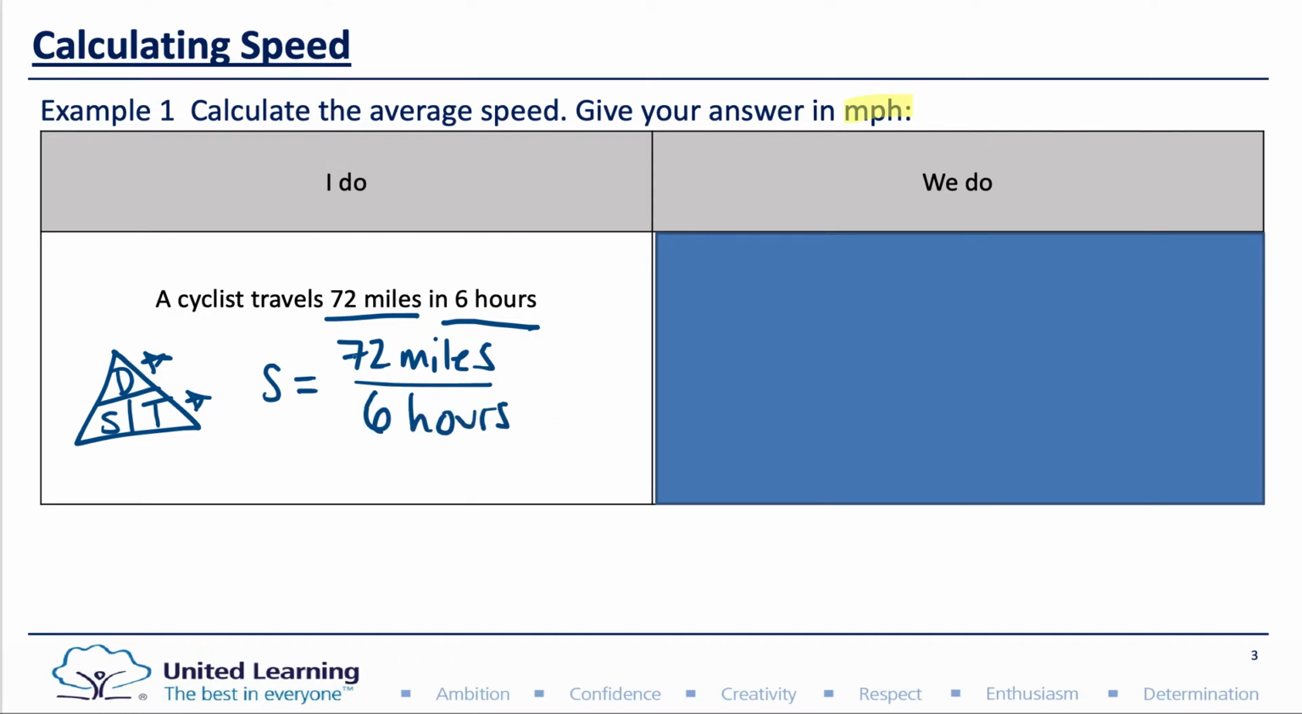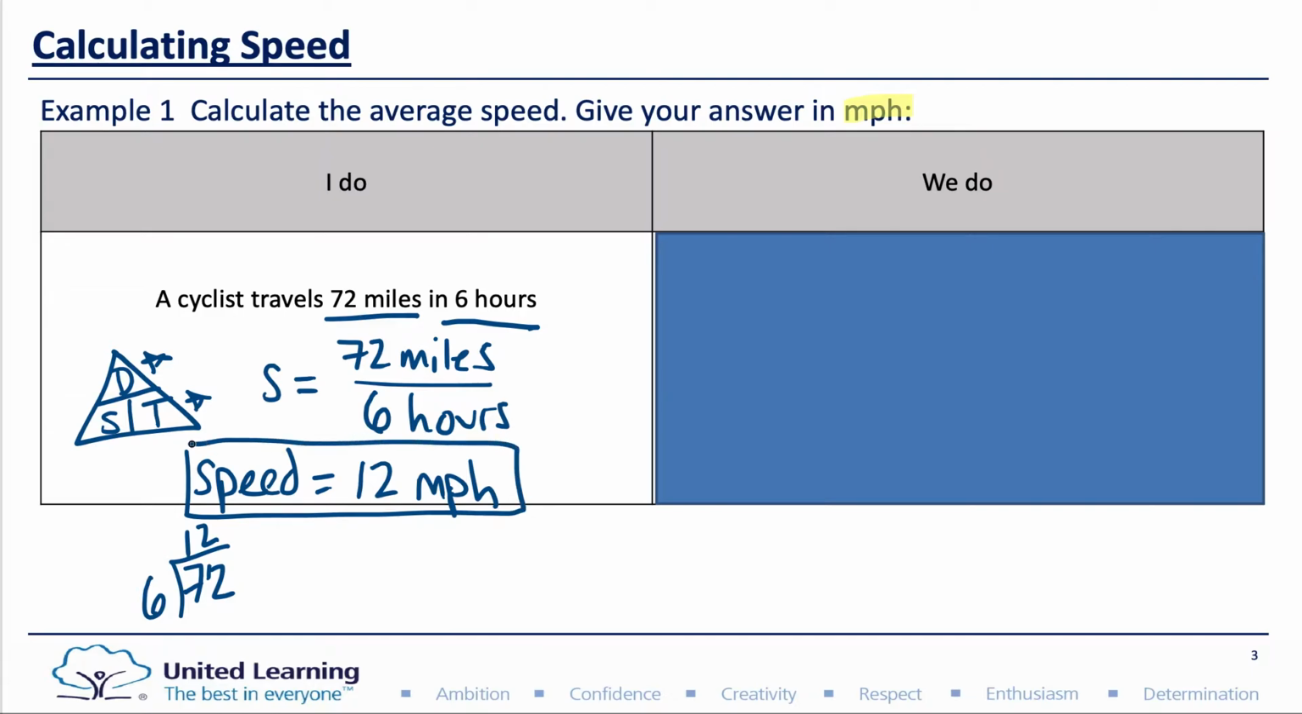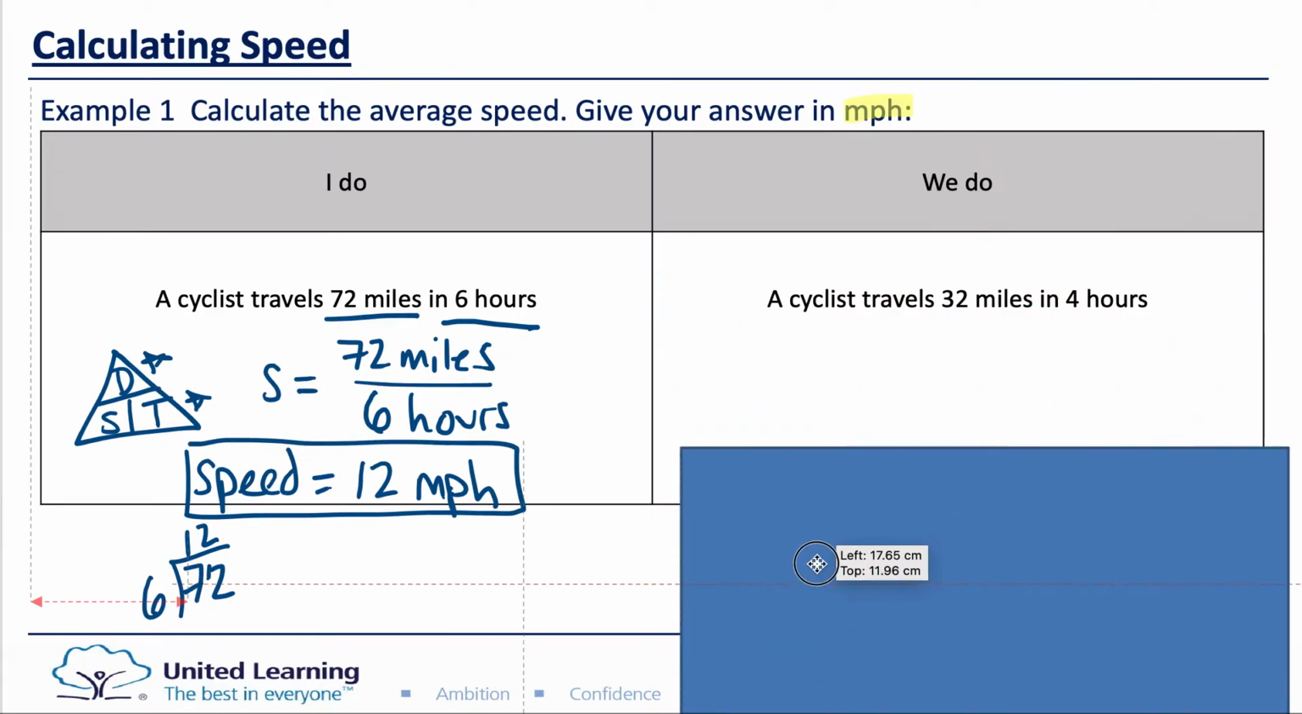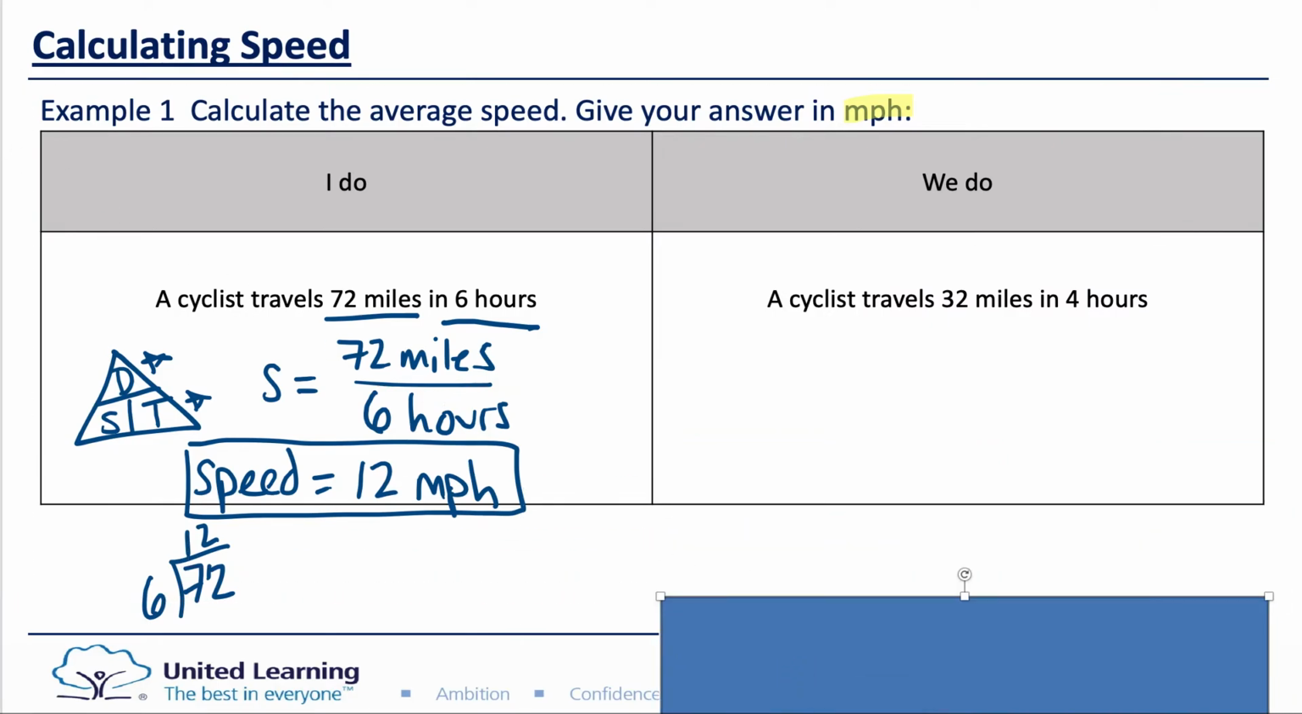All right, 6 is actually a factor of 72, so this should be a whole number. So our speed in this case should be 12. I'm just going to double check that. 6 times 12, perfect. So it'd be 12 miles per hour for your solution there. Can you please pause the video and make sure you're attempting this question?